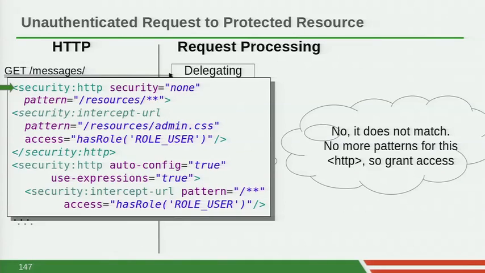And there's no more patterns for this HTTP element, so we're going to grant access. And that might be a little bit confusing because you see another HTTP element right below that and another intercept URL pattern that says match everything. But the key is once it matches on an HTTP element, it's already decided all the filters that are being used for it and all the security patterns and everything. So once it gets into that HTTP element, it's isolated to that HTTP element. It will not go to another one. So that's why we're granting access.